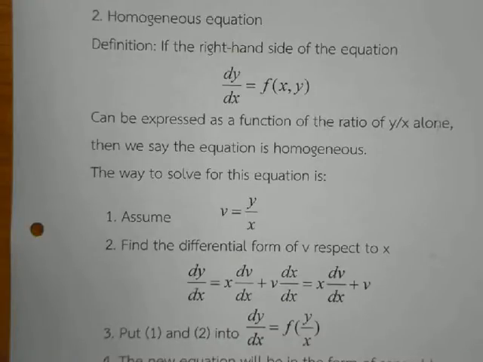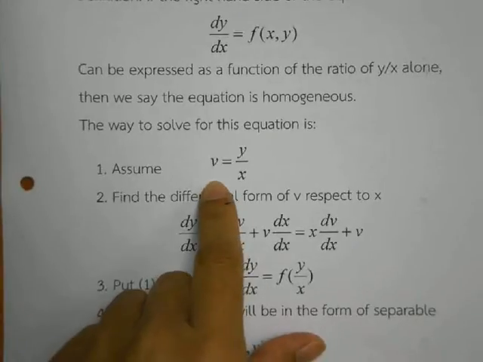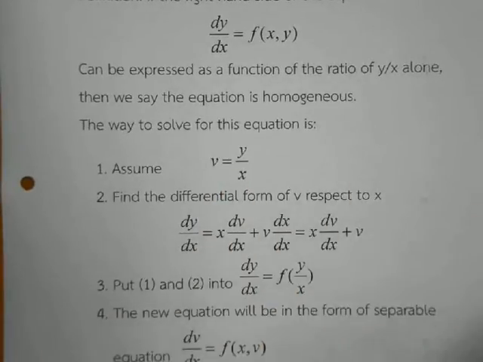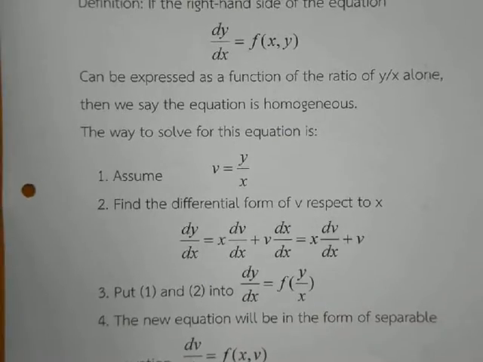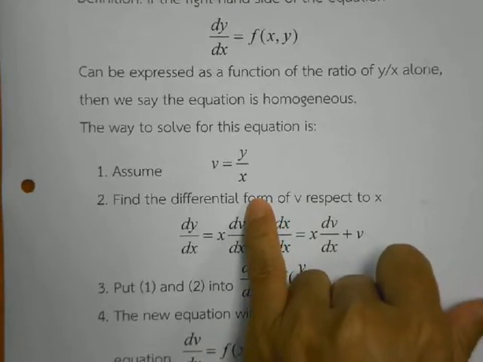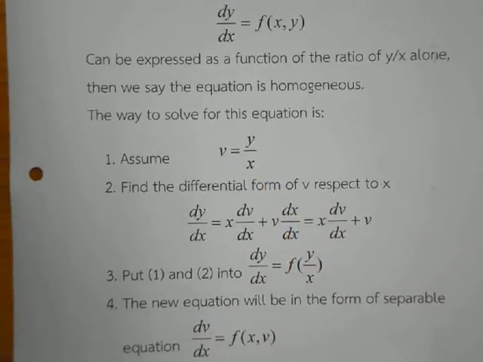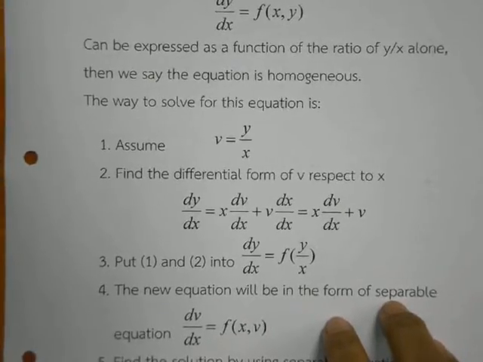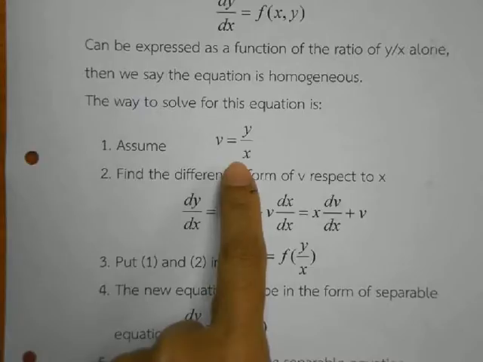And the way that we find the answer for this type of differential equation is that we assume v is equal to y over x, and then we are going to change the differential equation from dy by dx to the term of dv by dx. By this assumption, we can write dy by dx in the term of dv by dx and v by using this definition.